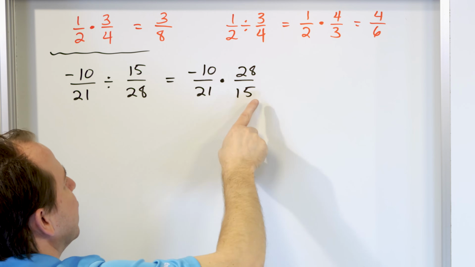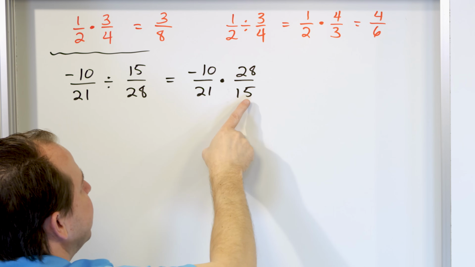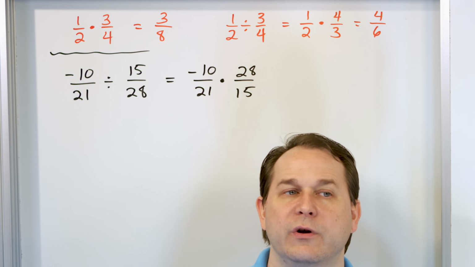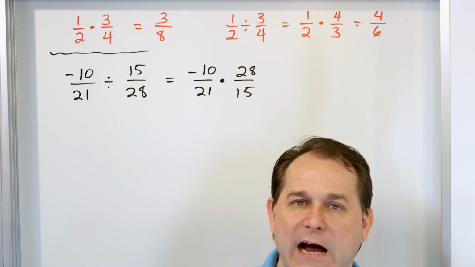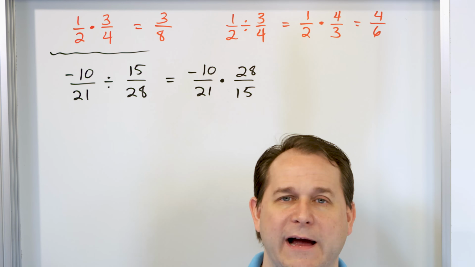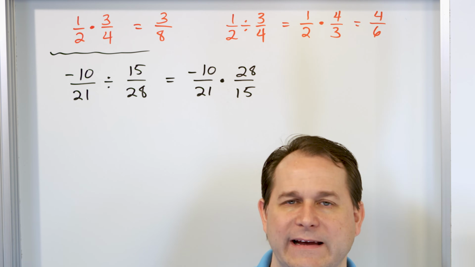way to cross-cancel, like if you can find a common factor to both of these or a common factor to both of these, then you're allowed to do some cancellations ahead of time before you do the multiplication. Or if you'd like, you can just multiply it all out and get the answer and simplify the answer.